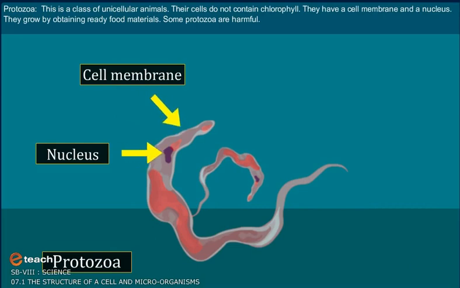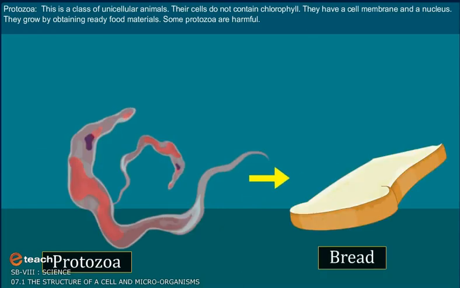Protozoa. This is a class of unicellular animals. Their cells do not contain chlorophyll. They have a cell membrane and the nucleus. They grow by obtaining ready-made food materials. Some protozoa are harmful.